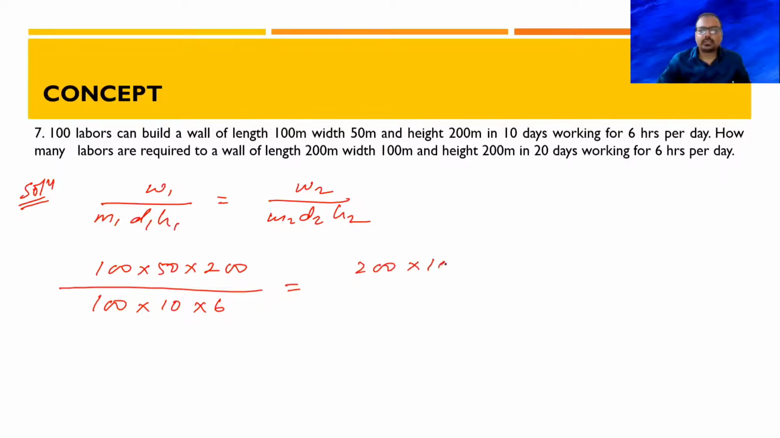The next wall has volume 200, 100, 200, and M laborers for 20 days for 6 hours per day. So 6 cancels this, and 10 cancels this 2 times.